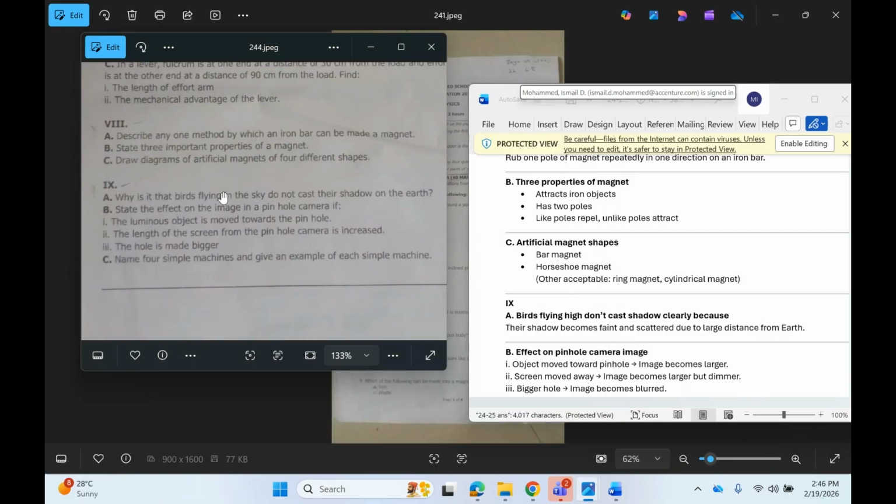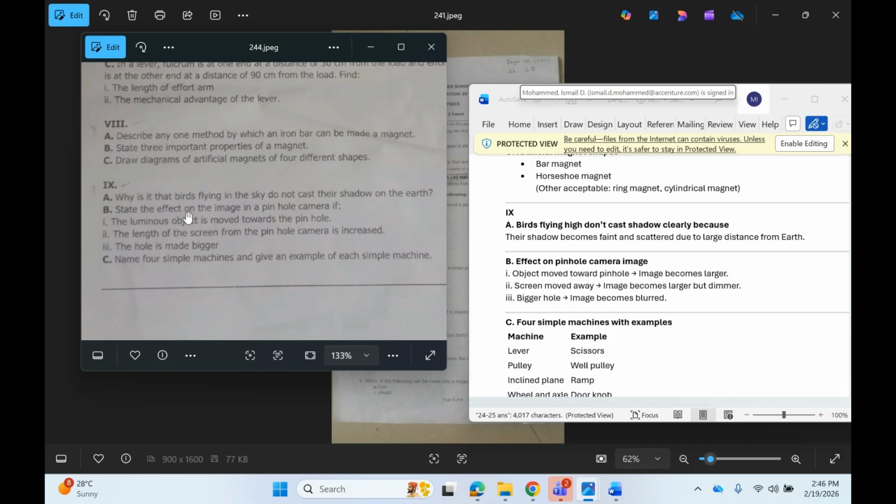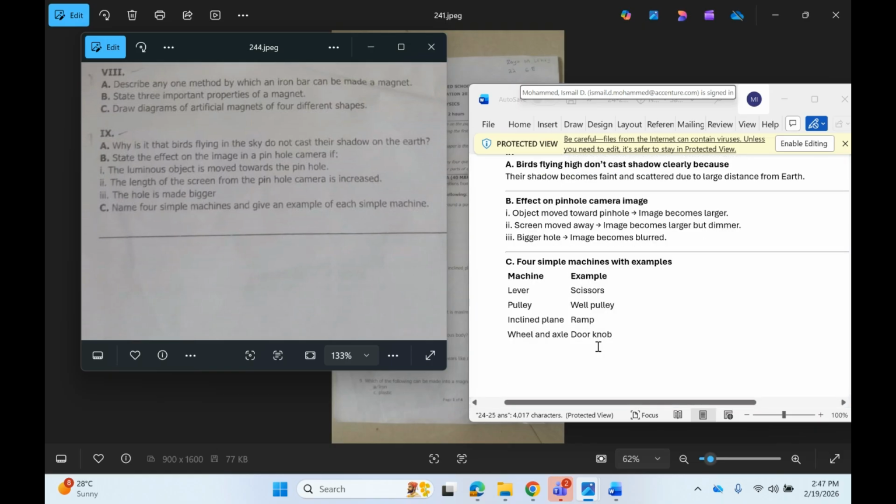This question is very important. Remember, just now I told the answer also. State the effect of image on the pinhole camera. The effect is like the object moved toward the pinhole. If the object is moved toward the pinhole, the image becomes bigger. And if you move the screen away from the pinhole, the image becomes larger, but it will be dimmer, not bright. And third one is, the bigger the hole, the image becomes blurred. So these are the three effects of the pinhole camera. These also you have to remember.